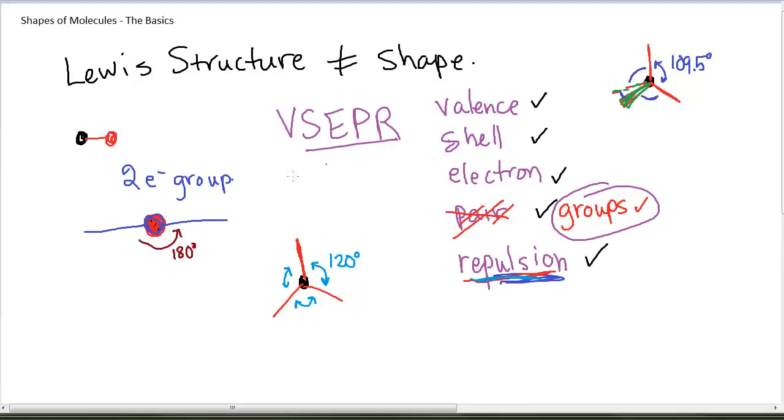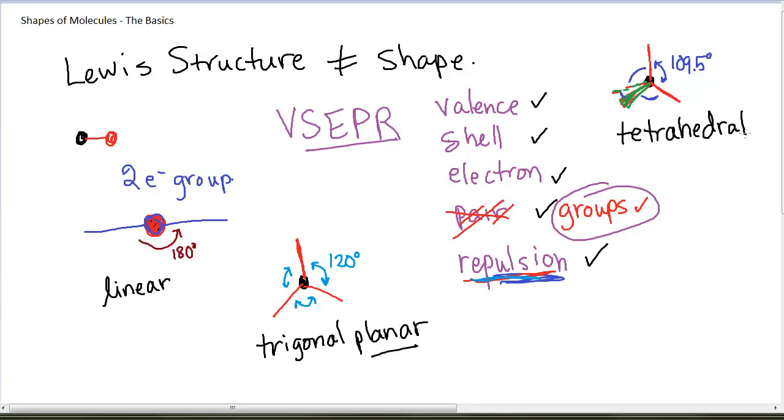All right, the names of these images that we've talked about here are very specific in terms of what we call them as chemists. We call two groups around the center linear. Three groups around the center, we'll call this a trigonal planar. It is a triangular shape, and so trigonal. Planar, it is flat in the plane of the paper, so planar. And then this shape is called a tetrahedral. A tetrahedral or a tetrahedron, four groups around the center. We've seen this tetra prefix before. This is how we describe this shape.